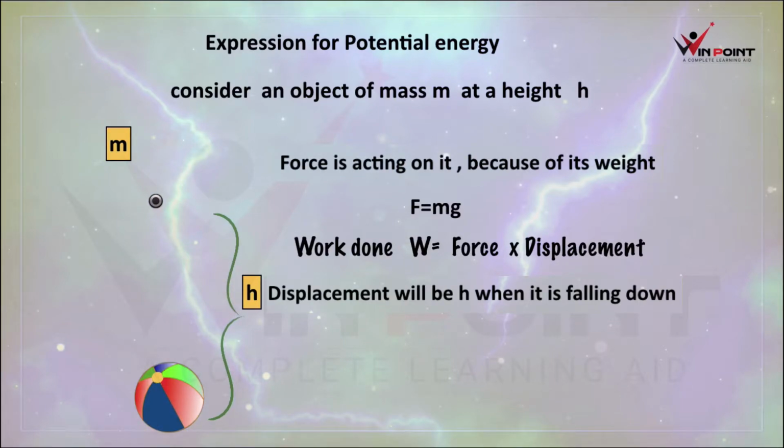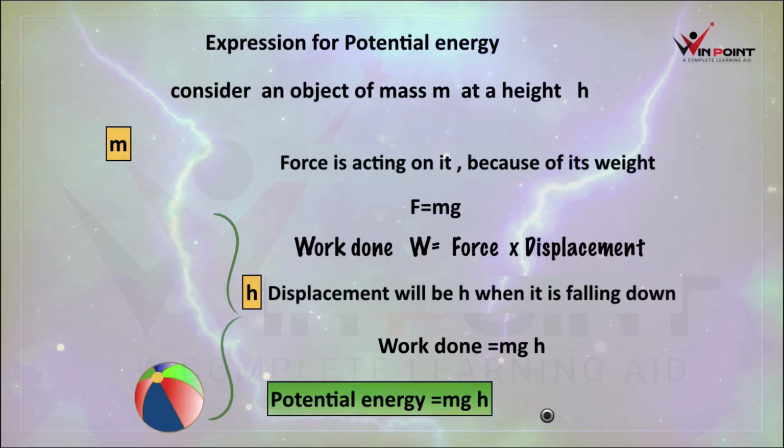Then initial position and final position. The distance between initial position and final position is displacement. Here that displacement is height. And force is mg, displacement is h. Then work done will be equal to mgh. We know that work done is energy. Here it is potential energy. Then potential energy is equal to mgh. It is the expression for potential energy.